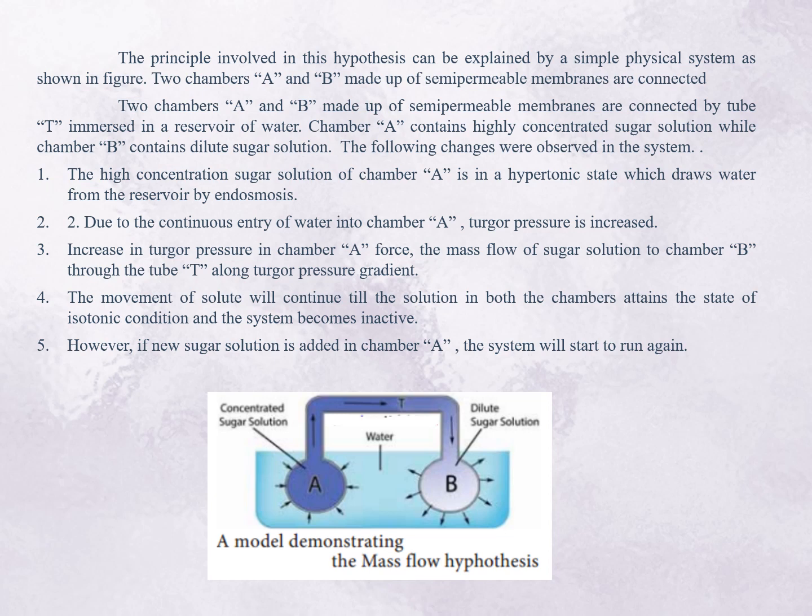Since here the sugar solution concentration is really low, the sugar solution will be moving towards chamber B, and here the concentration will be slightly rising. As water enters chamber A, the sugar solution concentration will be rising in chamber B. This happens until chamber A and chamber B reach equilibrium, or both solutions inside become isotonic. When we add concentrated sugar solution to chamber A, this flow will continue. So this demonstrates the mass flow hypothesis.